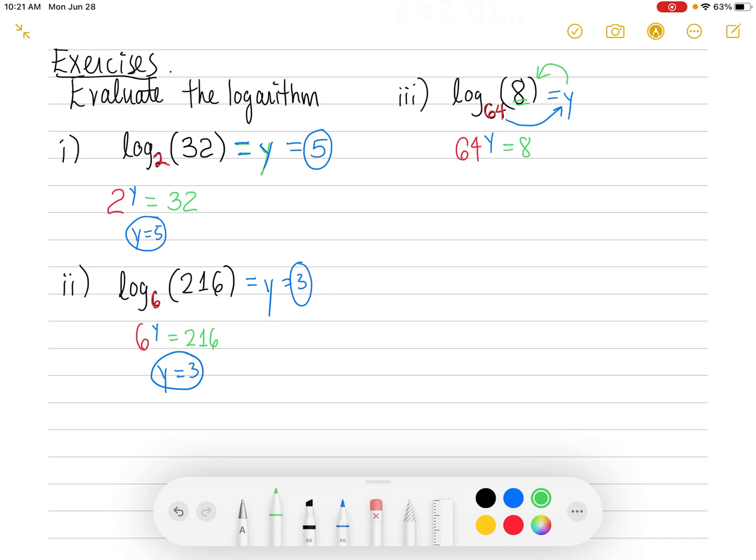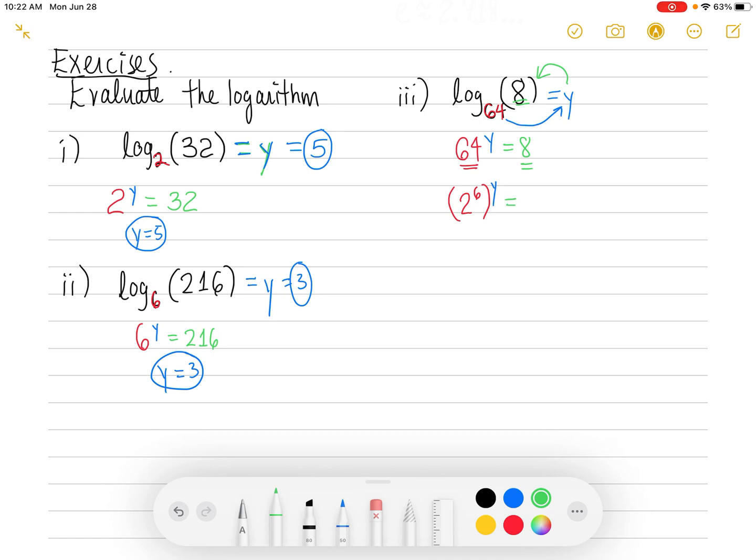Now this is where it gets tricky. So what can we raise 64 to get 8? Well, some of you that are familiar with fractional exponents will know that answer really quickly. But if you're not really good with fractional exponents, what you can do is try to rewrite 64 and 8 in terms of a common exponential base. So you can write these both in terms of 2 to a power.